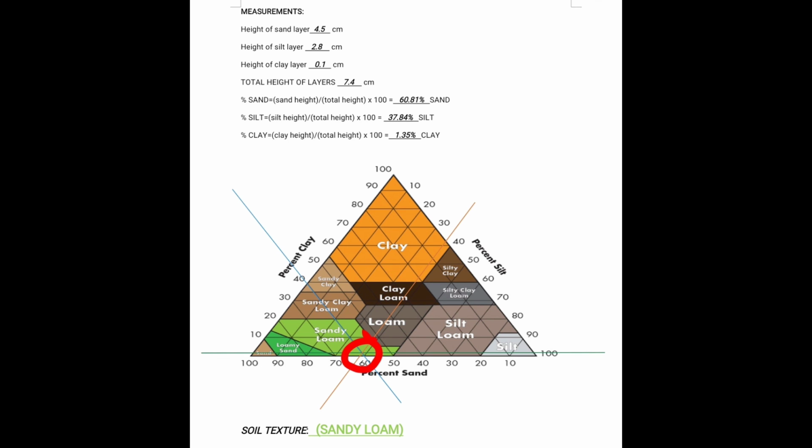And, using the soil texture triangle and the data that I have, it shows that my soil sample is a sandy loam soil.